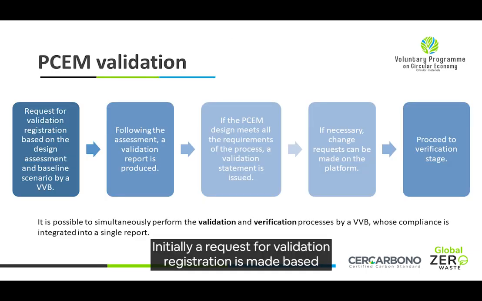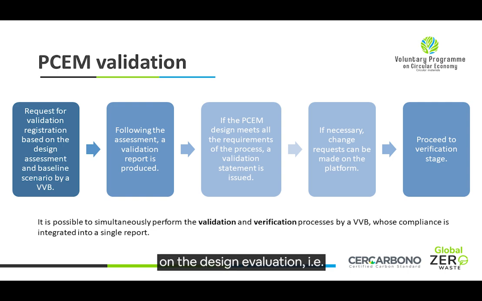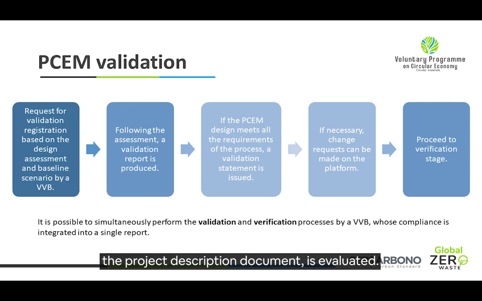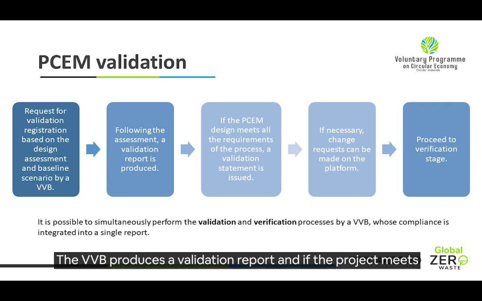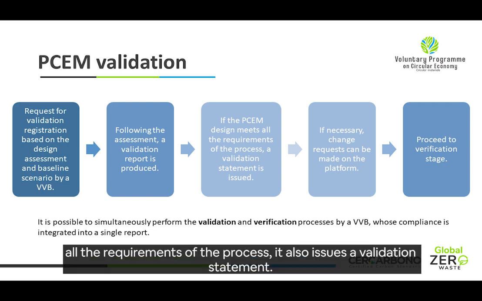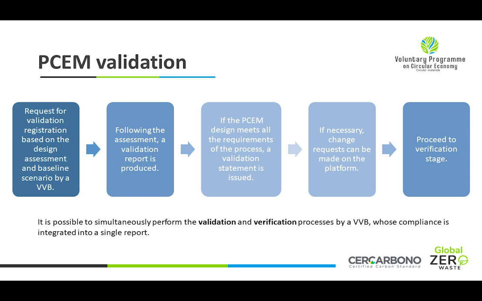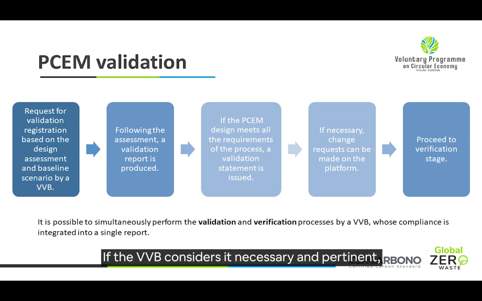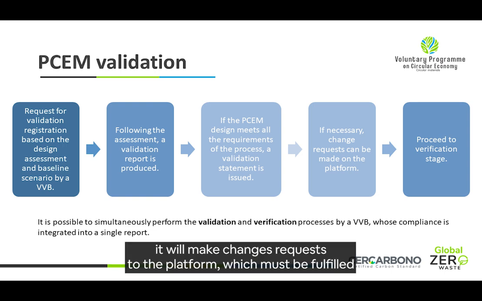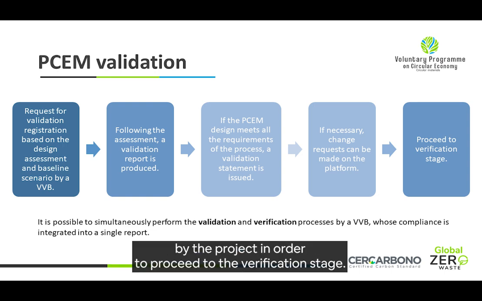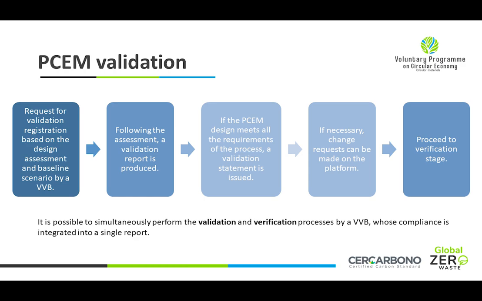Validation process. Initially, a request for validation registration is made based on the design evaluation, i.e. the PDD. The project description document is evaluated. The VVB produces a validation report, and if the project meets all the requirements of the process, it also issues a validation statement. If the VVB considers it necessary and pertinent, it will make change requests to the platform, which must be fulfilled by the project in order to proceed to the verification stage.